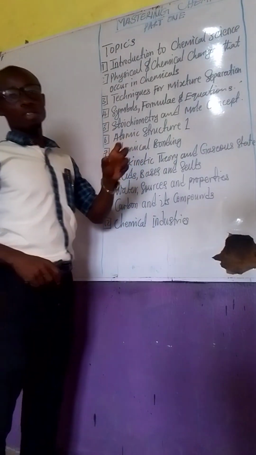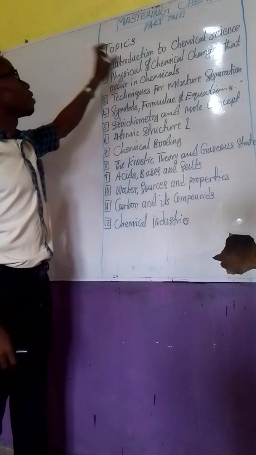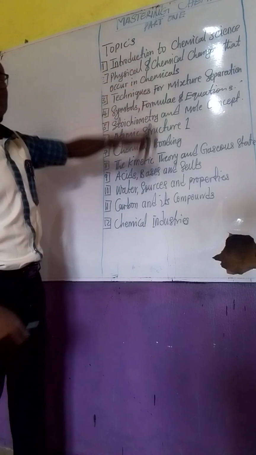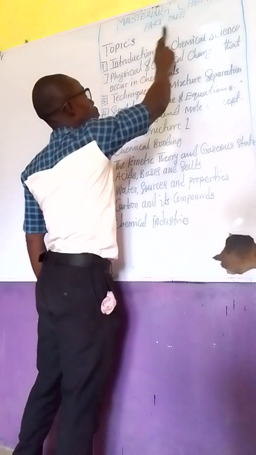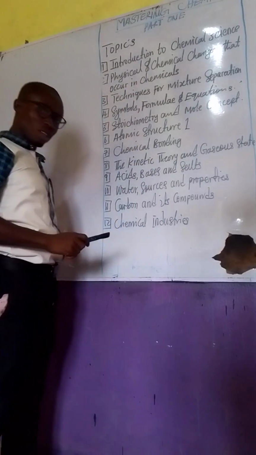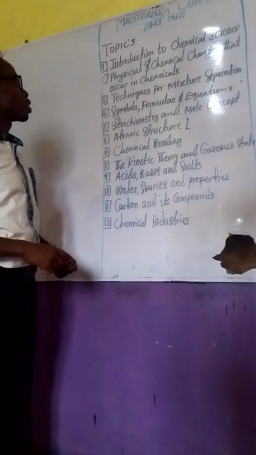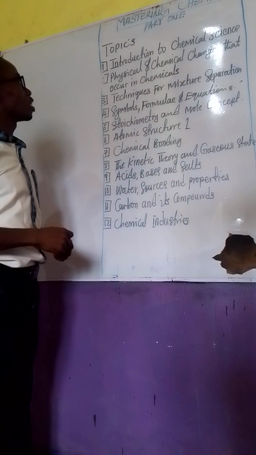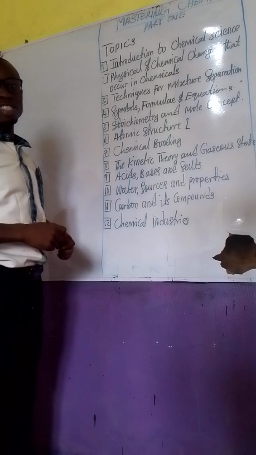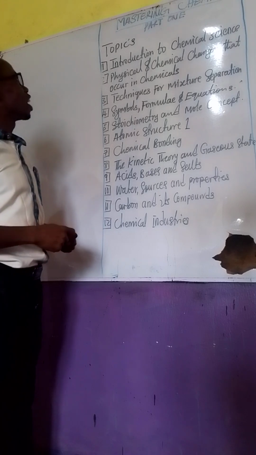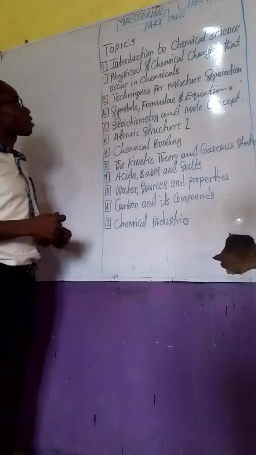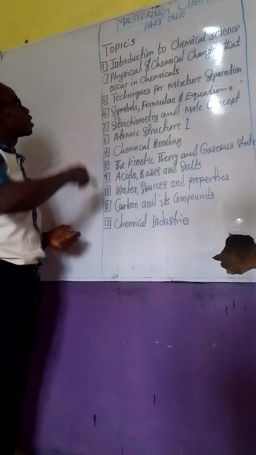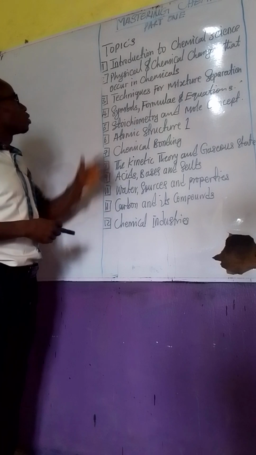The first session, the first segment of the first session of Mastering Chemistry, Part 1. First, it's a paradox statement there. Now, we are going to look at the topics that we are going to discuss in the course of this study.